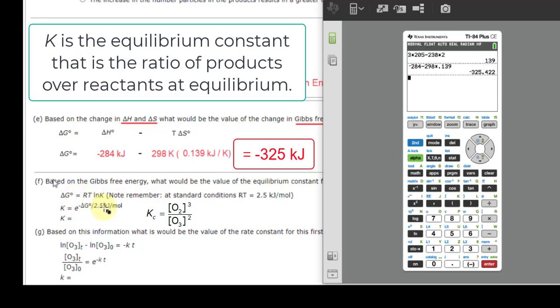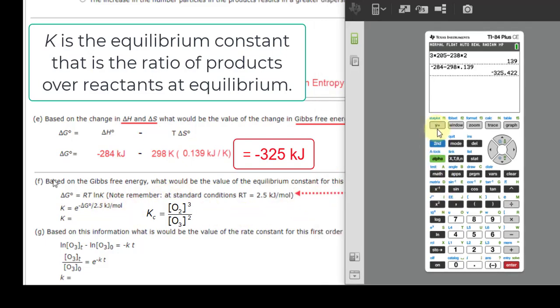And notice I've set this up with the 2.5 kilojoules per mole. e to the x, second function, natural log, take a negative, and then pull back my answer that I had, divide it by 2.5, and see what we get as an answer. Whoa, this is a huge value. If you took every atom in every compound in the entire planet Earth, from the atmosphere down to the core, you'd only get about 10 to the 50 atoms.